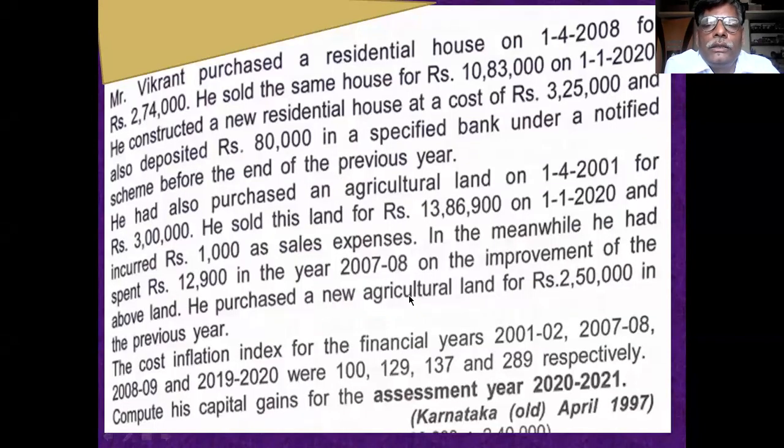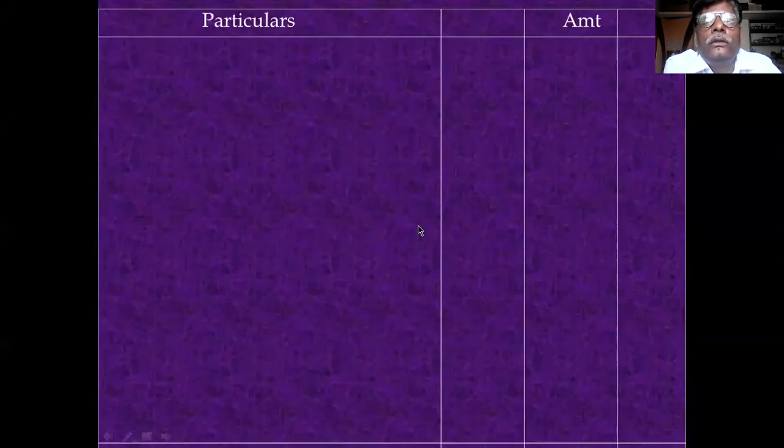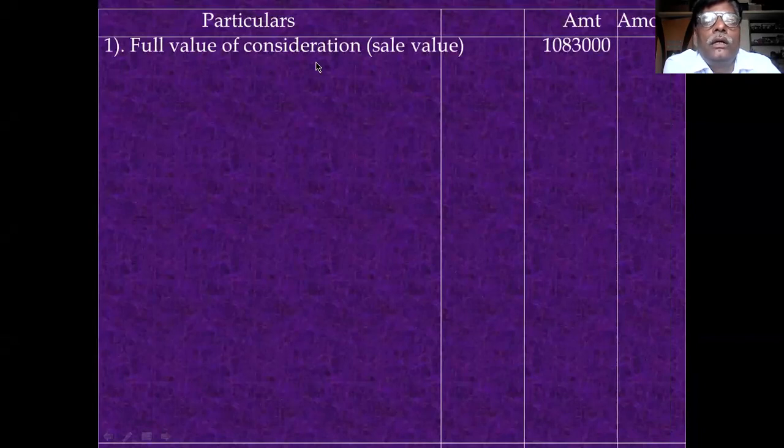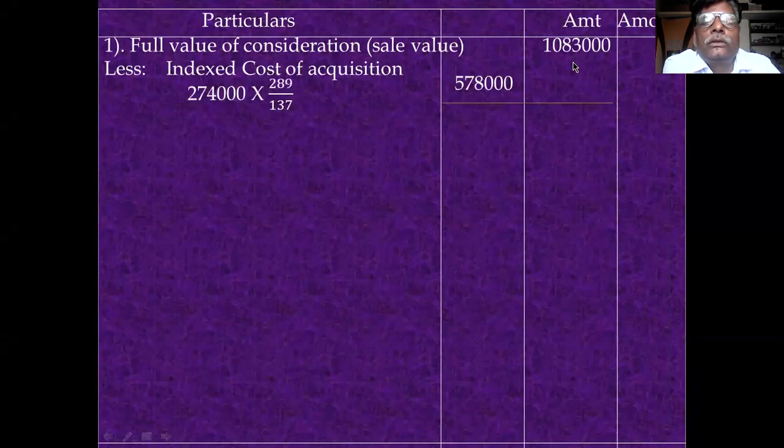This problem I already explained yesterday. Today I am solving this problem. There are only two assets: one is a residential house, the second is agriculture land. Regarding the residential house, you take full value of consideration less indexed cost of acquisition. You will get the gross long-term capital gain.